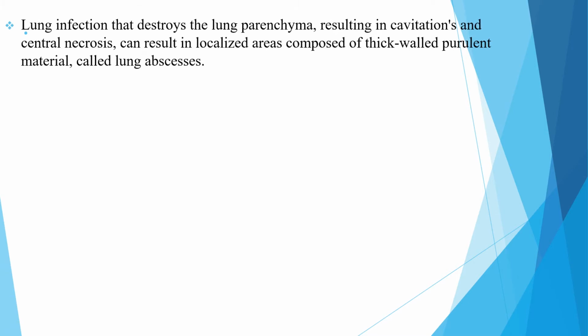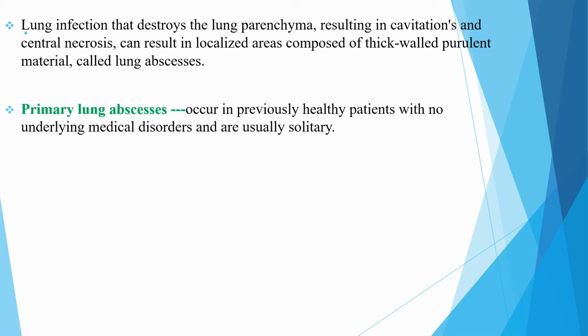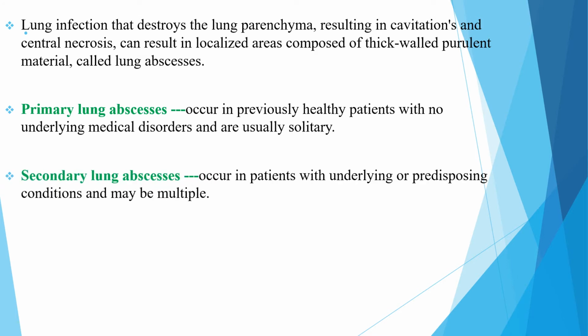Lung infection that destroys the lung parenchyma, resulting in cavitations, and the central necrosis can result in localized areas composed of thick-walled purulent material called lung abscess. Primary lung abscess occurs in previously healthy patients with no underlying medical disorders, and they are usually solitary. Whereas secondary lung abscess occurs in patients with underlying or predisposing conditions, and most of the time they might be multiple.